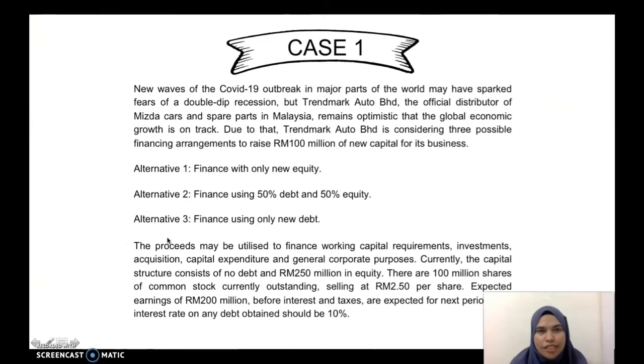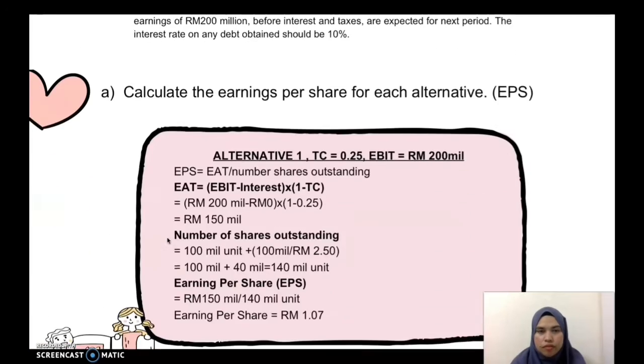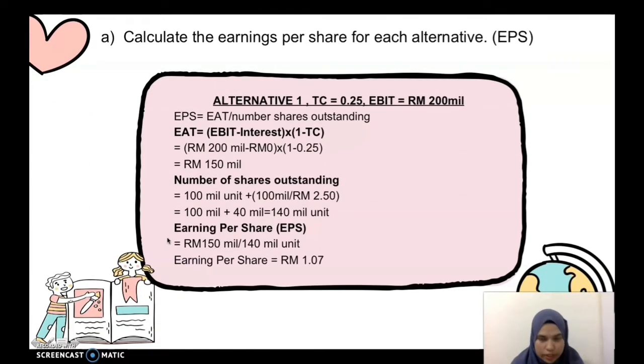Okay, this is the question for case 1. For question 1A, calculate the earning per share for each alternative. The first alternative is financing with only new equity. The formula to calculate earning per share is earning after tax divided by number of shares outstanding.